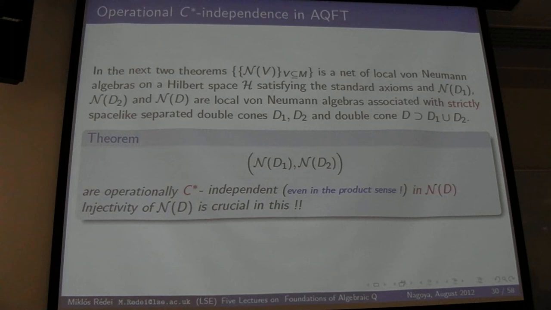So I present you a couple of propositions. For that purpose, let's assume that we have a net of local von Neumann algebras in a Hilbert space which satisfy the standard axioms of quantum field theory, and consider two double cones, D1 and D2, and a double cone D which contains both double cones.